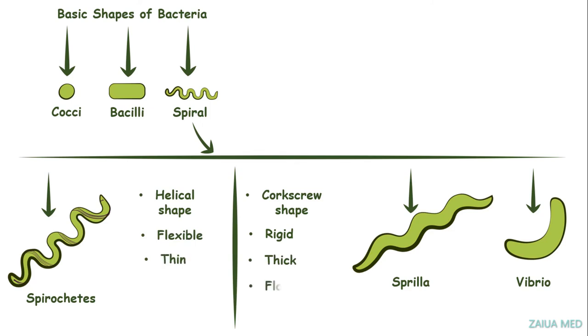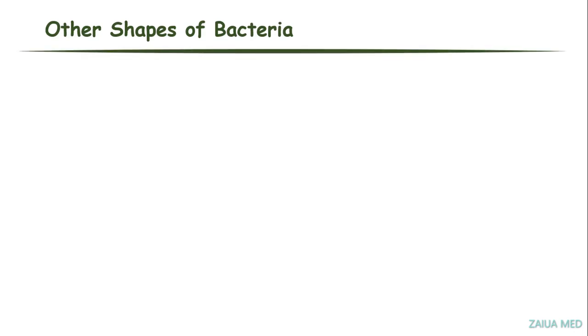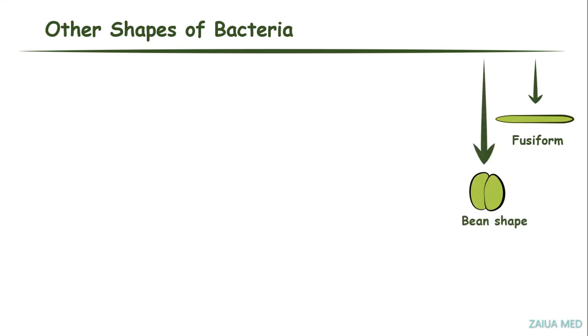Spirilla use flagella for locomotion. Spirochetes don't have flagella for locomotion. Rather, these bacteria have axial filaments, which help these bacteria in motility. Apart from three basic shapes, bacteria also have other morphologies like fusiform or rod shape, but their ends are tapered. Some bacteria appear like coffee beans. Filamentous bacteria are long and thin.